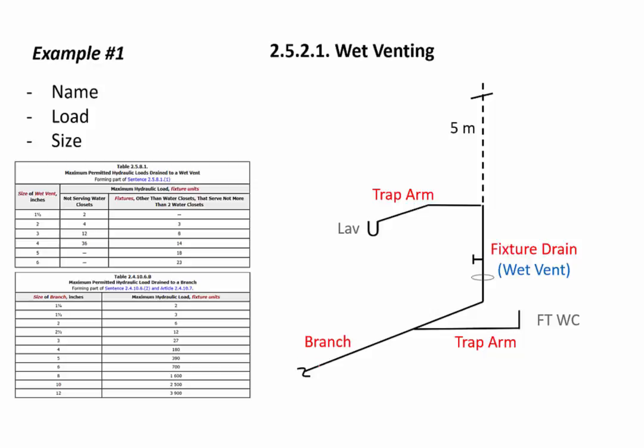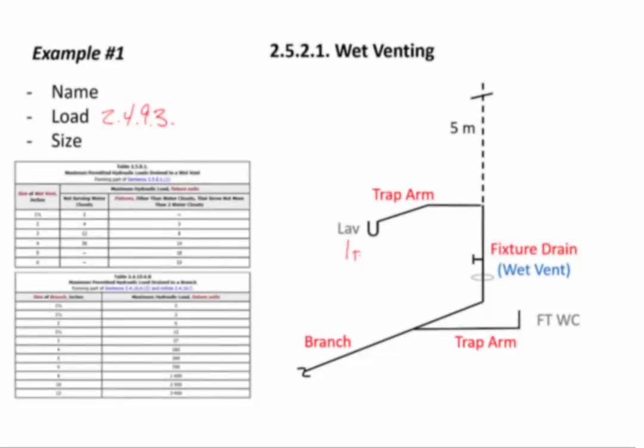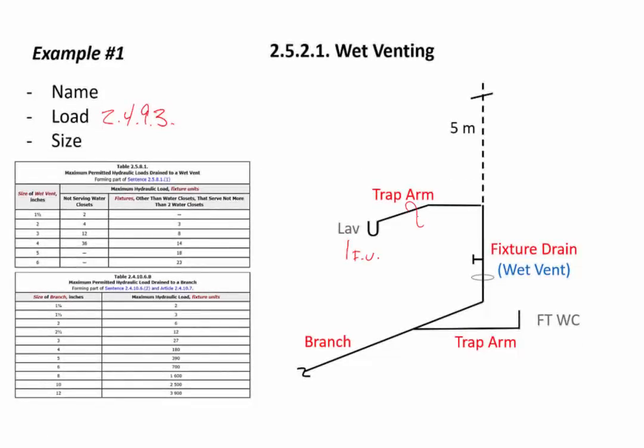So now we're going to include the loads. Again, all loads we get from table 2493, minimum sizes for trap arms and outlet pipes, etc. So we'll go with minimums. Lavatory, 1.25 inch, 1 fixed unit. So we'd have a 1.25 inch trap arm there, minimum. Flush tank water closet is 4 fixed units, and that's a 3-inch trap arm minimum.